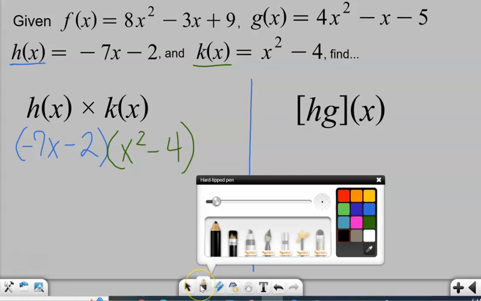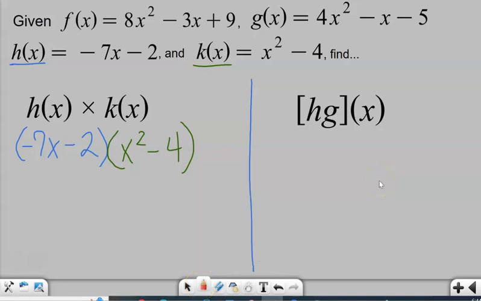So if I'm distributing here, that means I'm taking the first number in the parenthesis and multiplying it to the first number in the second parenthesis, and then the second number in the second parenthesis. If there were more numbers, I would distribute it to all of them. So I'm saying negative 7x times x squared, which is negative 7x cubed. Remember, when you multiply, the exponents add.